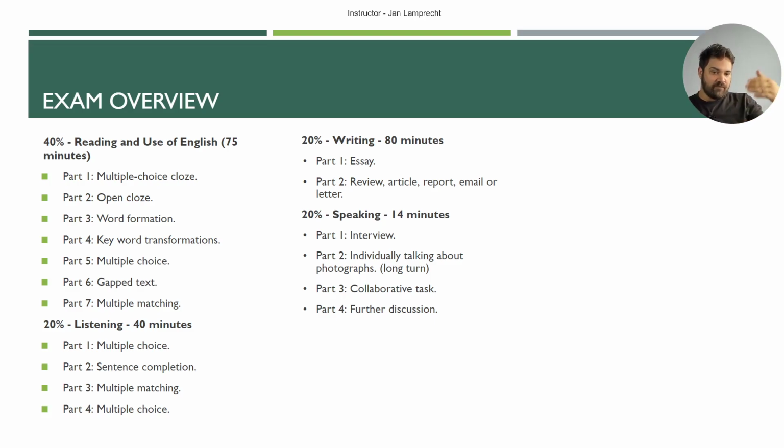For part 3, the collaborative task, you speak together with the other candidate. And then part 4 is further discussion, where the examiner asks you more questions related to part 3. Again, you will have 14 minutes, you and your candidate together, to complete the speaking paper. Again, 20% of the total score.